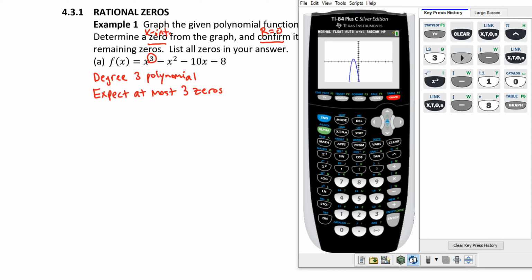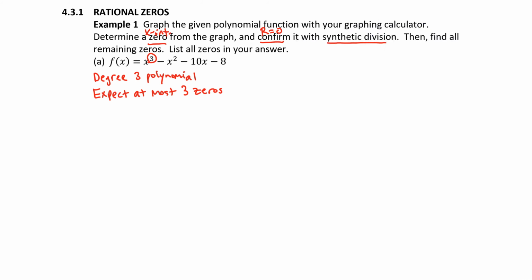Remember, zeros correspond to x-intercepts. So we're using our calculator to make an educated guess about one of the zeros. I'm going to use the one on the right. Looks like it crosses at x equals 4. Now, it appears to be 4 on the calculator, but it might be 4.001. So again, the calculator gives us an educated guess for a place to begin, but I do need to confirm that it is in fact a 0 using the synthetic division process. So I'm going to use the 0, x equals 4.